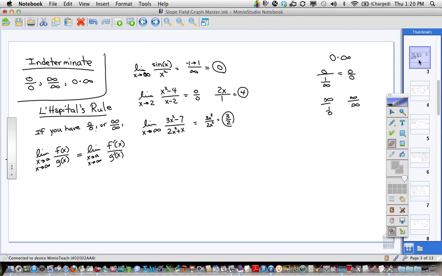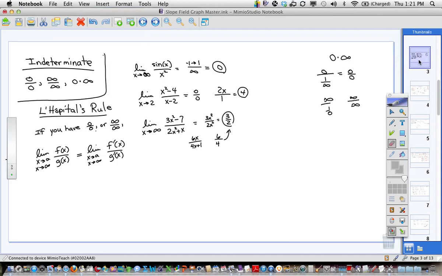Because it's infinity over infinity. So let's do it. L'Hopital's rule says do the derivative of the top, 6x, over the bottom, 4x plus 1. That's still infinity over infinity, right? So we could do it again. Derivative of the top, 6, derivative of the bottom, 4, which is 3 halves. So it does work. Nice to know that. But it was a little longer actually doing it that way. Okay, so those other things that we have still work.